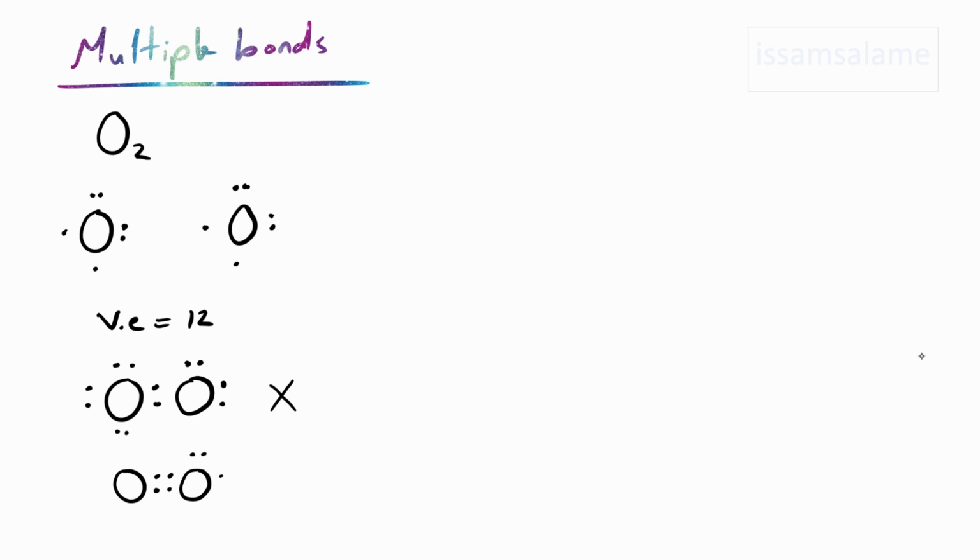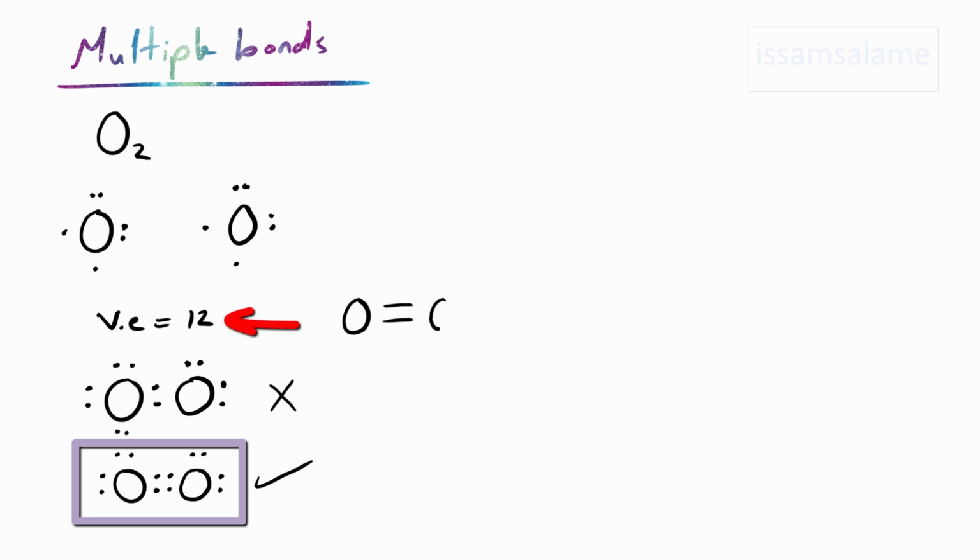And then we complete the octet for both atoms and we count the total number of dots. Here we have 12, the same as the total number of valence electrons. And then we change the shared pairs into dashes. Here we have a double covalent bond.